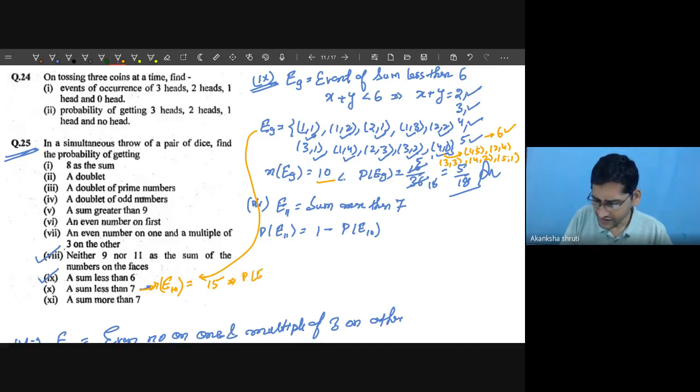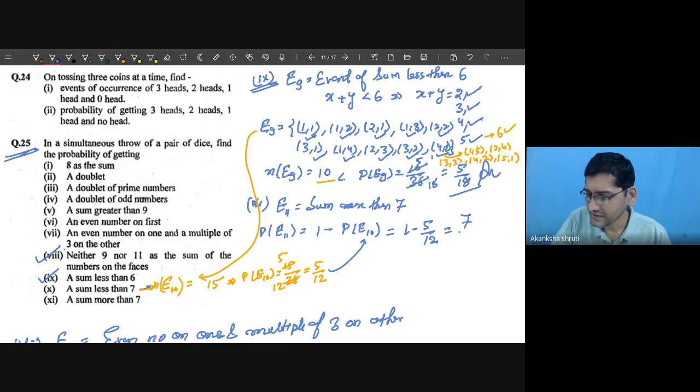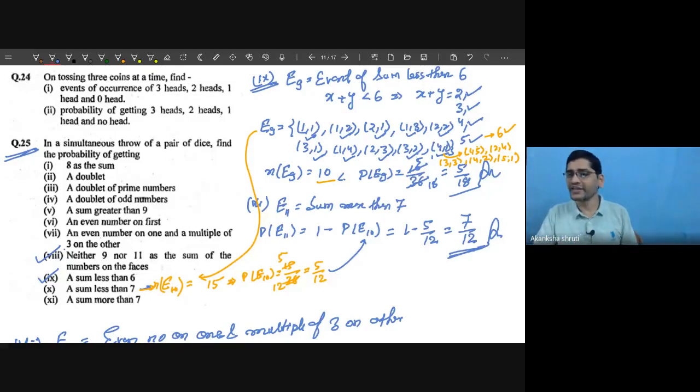So PE10 is calculated by taking 15 by 36. It becomes 5 by 12. So for this 11th, I can use this one here. So it is 1 minus 5 by 12. The answer is 7 by 12. Is it okay? So this way we have calculated each and everything.